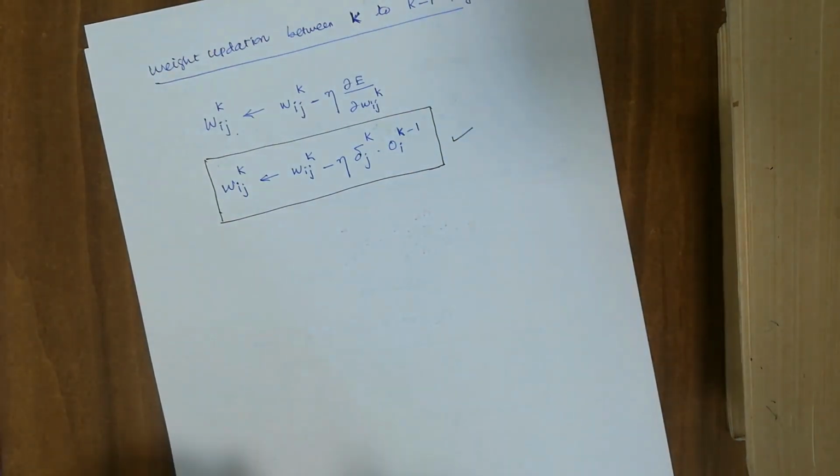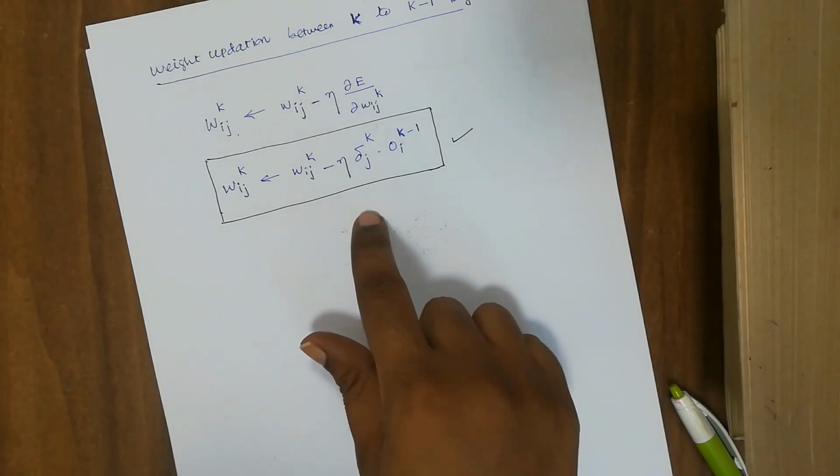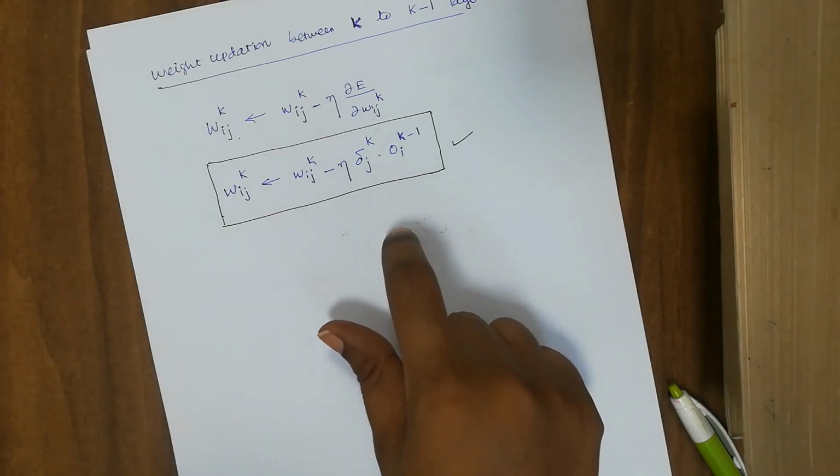Use this weight updation rule for every iteration until all the samples are correctly classified. Now in the next lecture, let us discuss the procedure to update the weights at the hidden layer. Thank you.